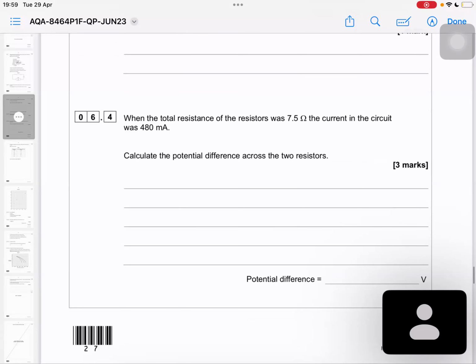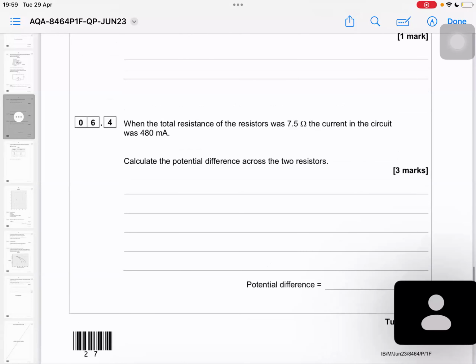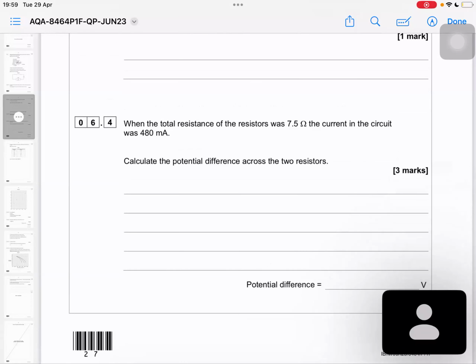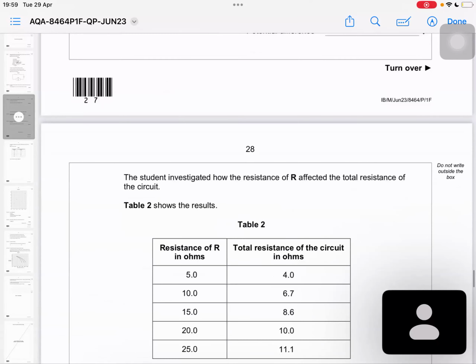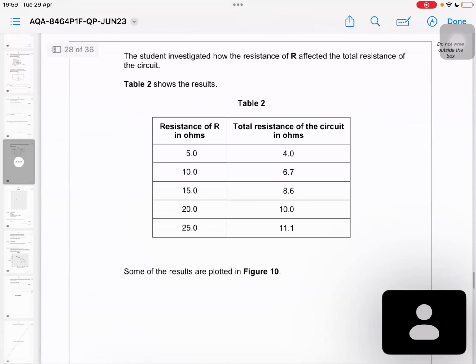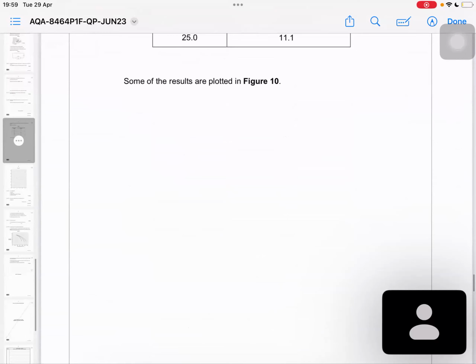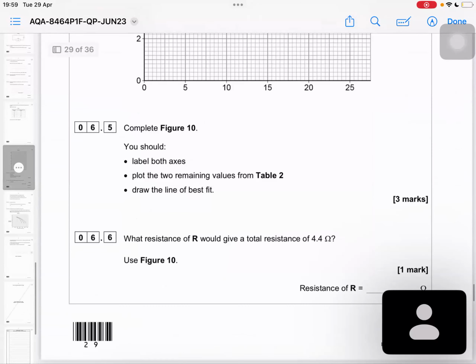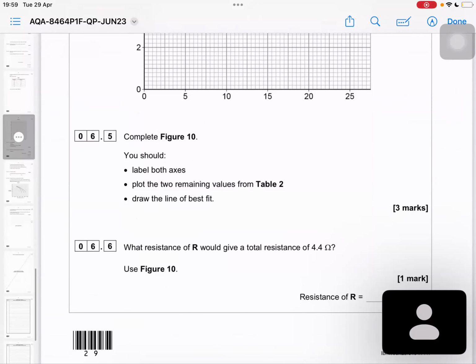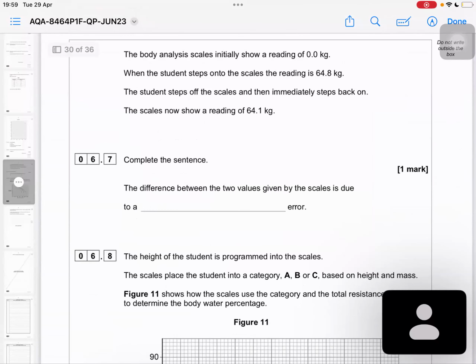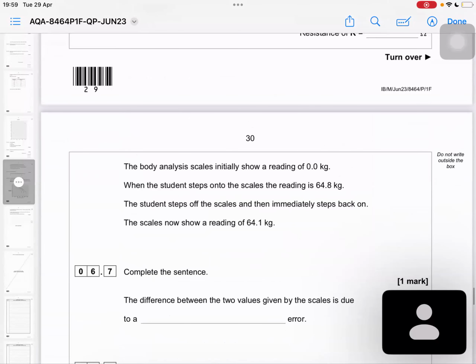Okay, so are you good? Yeah. Okay, all right. Do we have time for one more question? Oh no, this is a graph. Oh, okay, that one is a graph, yeah.